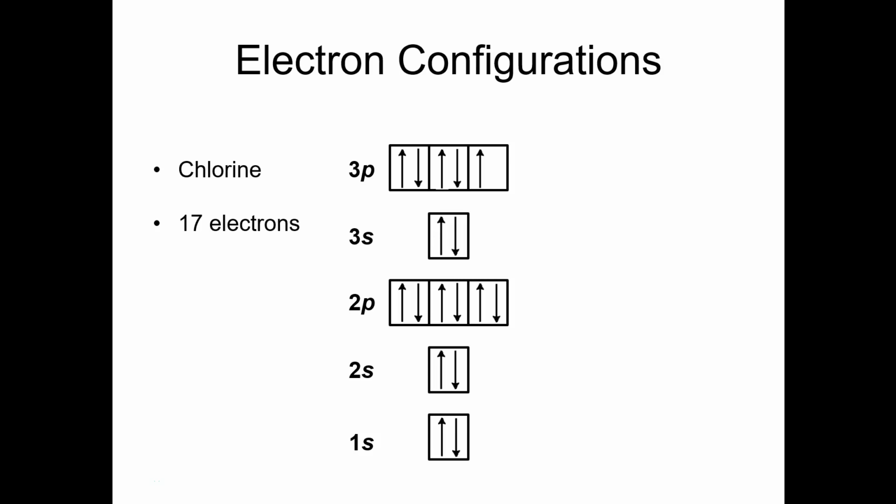But I don't like to have to do this every time. It's a lot of handwriting. So what I'm going to do now is say, well, what I have in this box down here can be abbreviated as 1s2. At the 1s level, I have 2 electrons. What I have in this box can be abbreviated as 2s2. At the 2s level, I've got 2 electrons. What I have collectively in these 3 boxes, I can abbreviate as 2p6. At the 2p level, I've got 6 electrons. And then 3s2, and then finally up here at the very top, at the 3p level, I've got a total of 5 electrons.